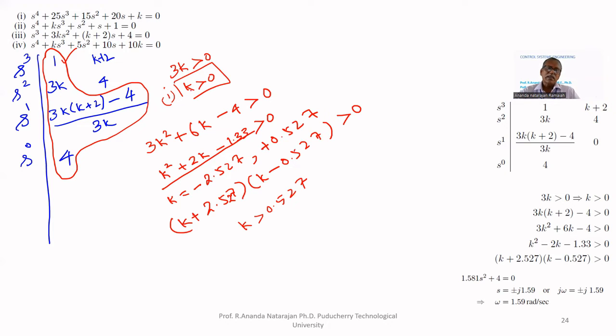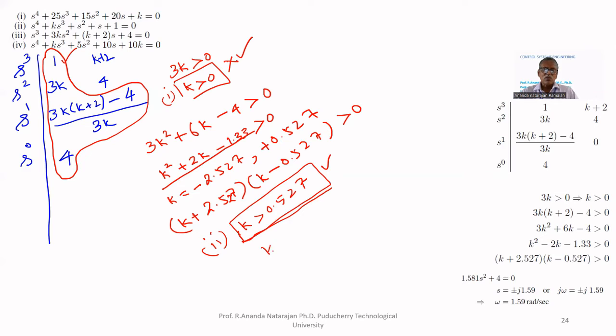One condition is K must be greater than 0. The second condition is K must be greater than 0.527. So if it satisfies, automatically this will be satisfied. Therefore, we can ignore this condition. You can consider this alone: K must be greater than 0.527. So if the second condition is satisfied, then automatically the first condition will be satisfied.